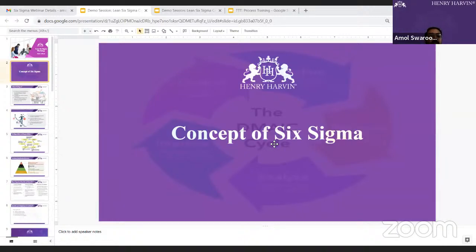So, the concepts of Six Sigma. What exactly is Six Sigma? We always talk about Six Sigma, Lean Six Sigma, not only Six Sigma. What exactly is this Lean Six Sigma?